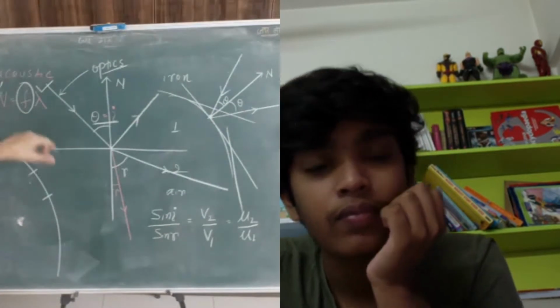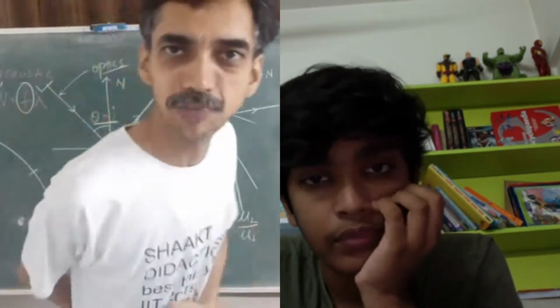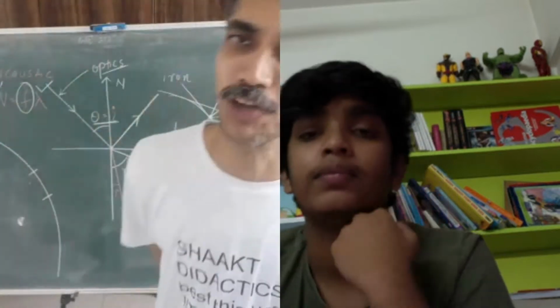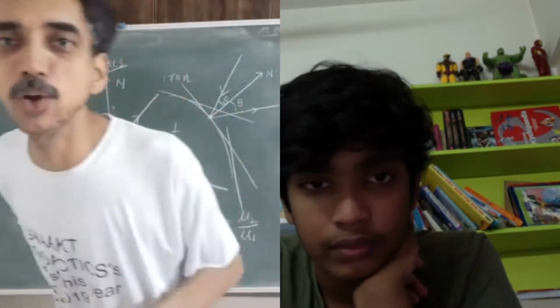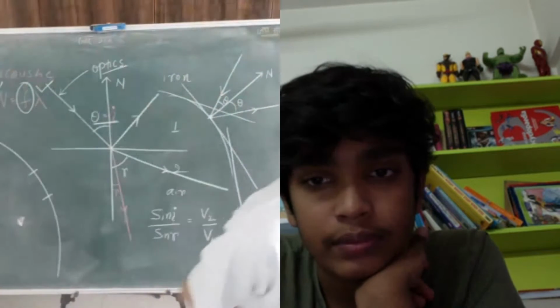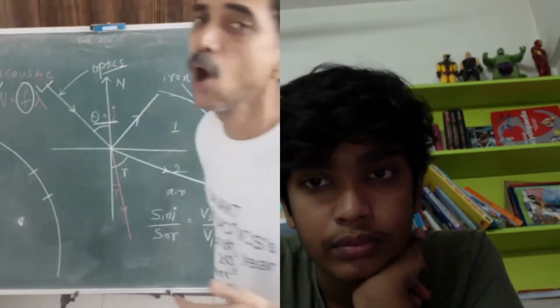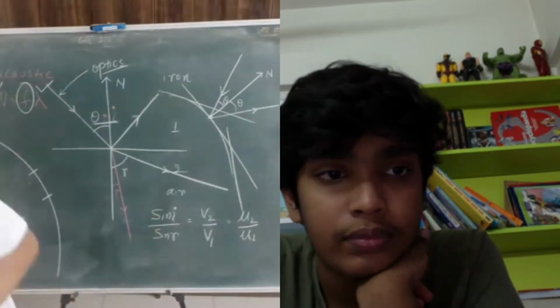F is called frequency, and lambda is read as wavelength. So what are you ascribing this change in speed to? Are you ascribing this change in speed to frequency or to wavelength? Come on. Wavelength. Very good.